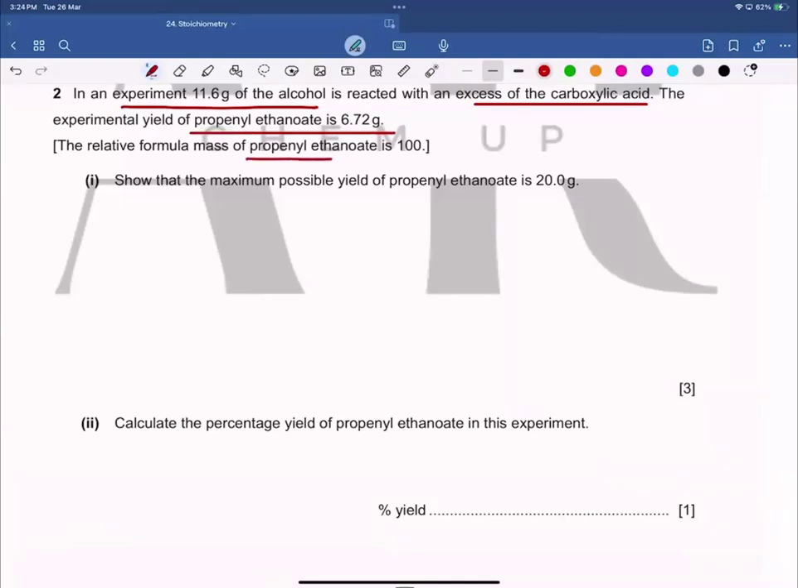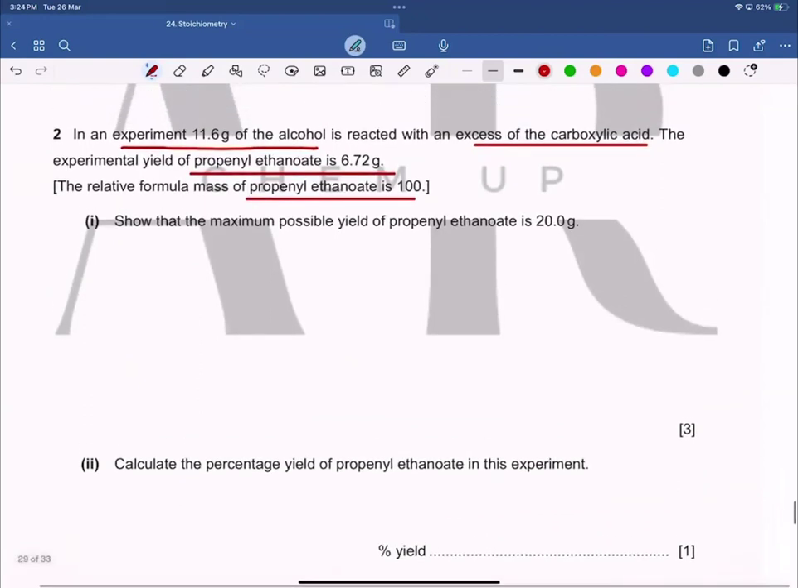And they have given you the formula of this as well, that it's 100. Now they are saying show that the maximum possible yield of propyl ethanoate is 20 grams. So it means they have given you the theoretical value, and they are asking you to calculate it to show that it's this value.